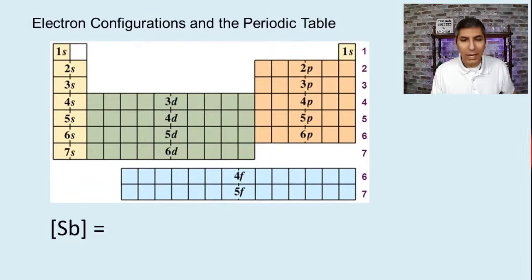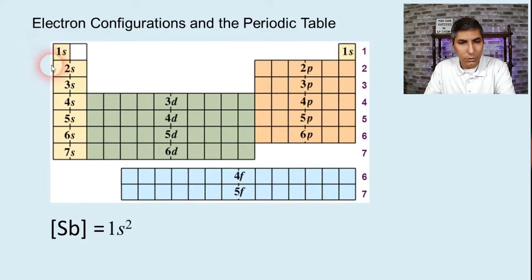Let's try another one. Let's try antimony. SB is the symbol for that. And antimony, if you look on your periodic table, is in the 5p section, and it's right here. And so once again, if you're using your periodic table or a hard copy of this graphic, you might want to make a little note of that so that you don't pass this up. So we always start at the beginning.